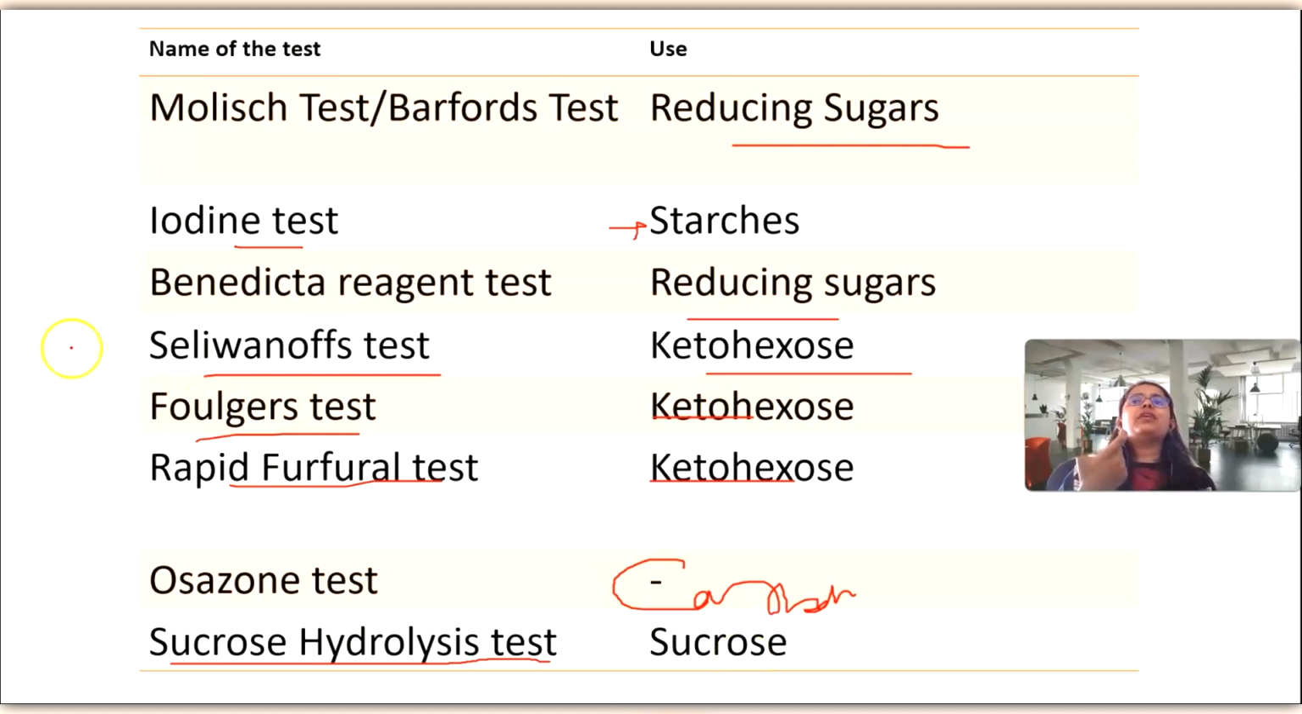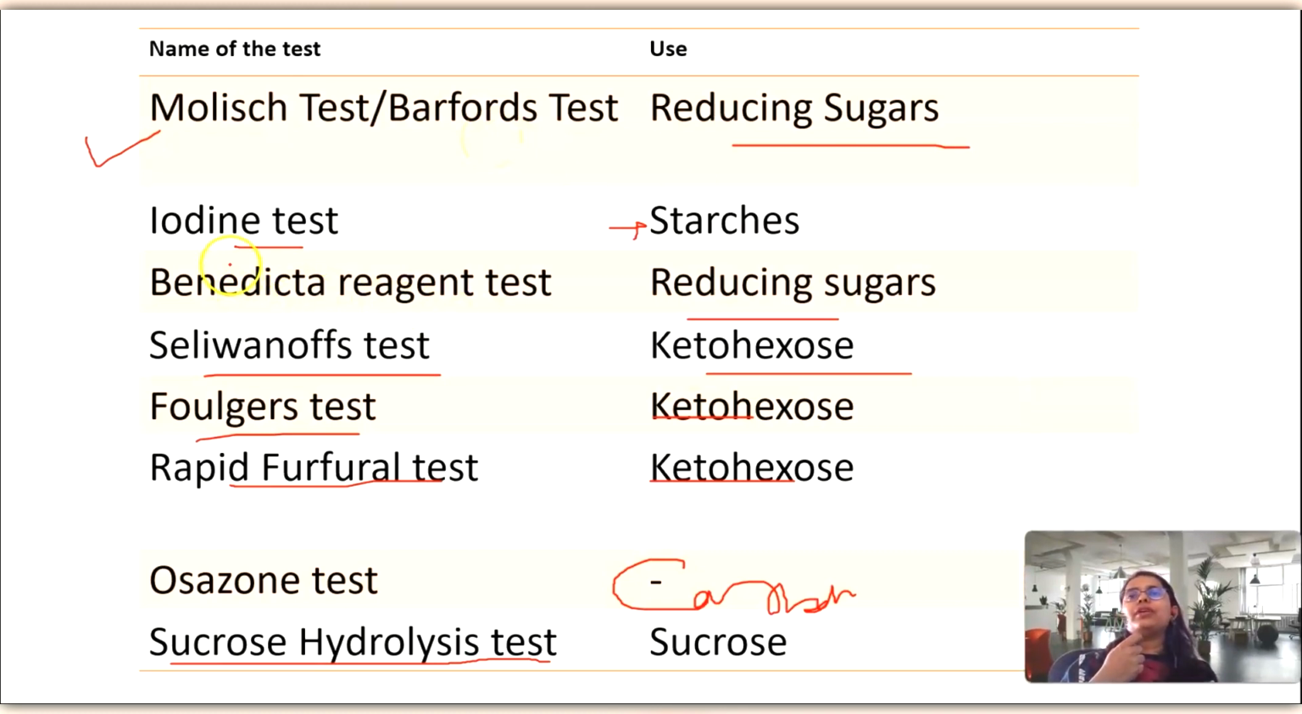So here the important test is the Molisch test, for reducing sugar, which you have to remember. And Benedict's also for reducing sugar, and mainly you will perform these two tests in the lab, the Molisch test and the Benedict test, for identification of reducing sugar. And the third and most important is the Osazone test, a preliminary test for the identification of carbohydrate and protein, whether it is a carbohydrate or protein. So you can go for the Osazone test.